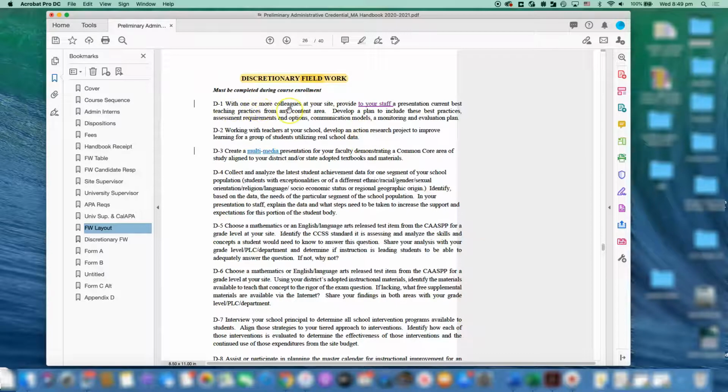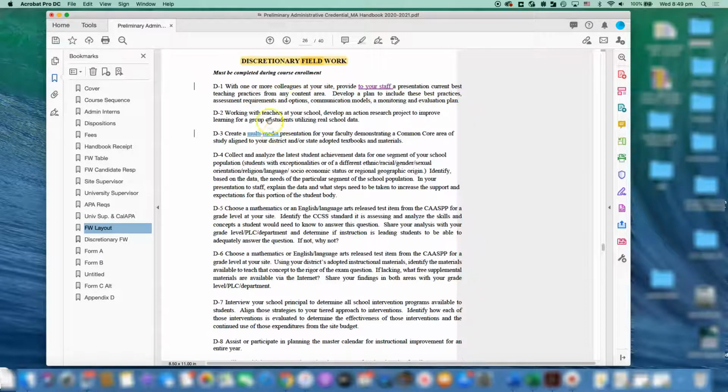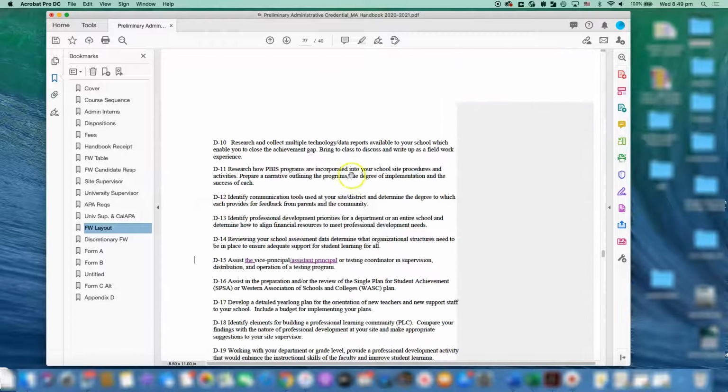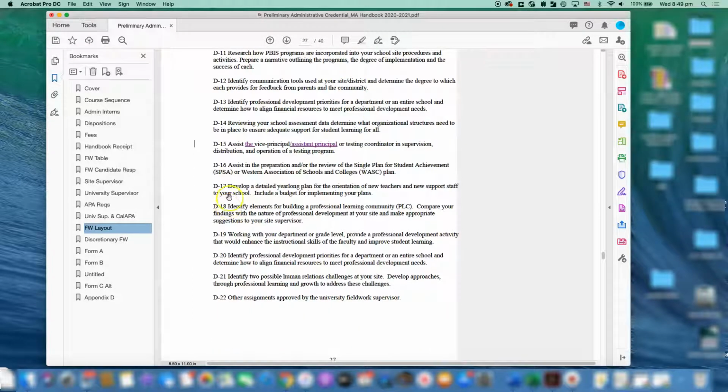So for example, the first one is with one or more colleagues at your site, provide to your staff a presentation of current best teaching practices. Working with your teachers at your school, develop an action research project to improve learning. We can scroll down, and this D7 says interview your school principal to determine all school intervention programs. We've got a bunch to choose from.